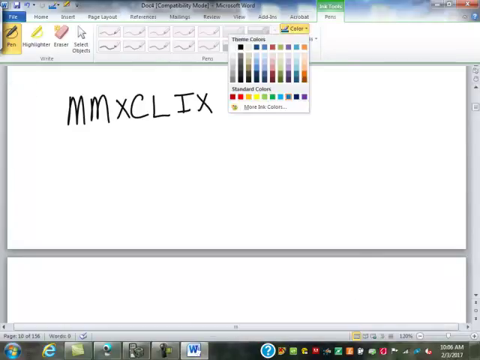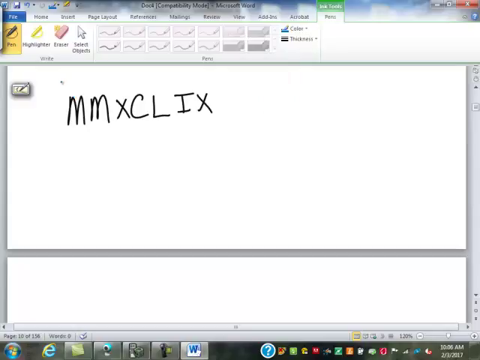So again, we go digit by digit. M is 1,000. Well, the next M is also 1,000. So the digit that follows it is not bigger, so I can go ahead and put down the first 1,000. Look at the next digit here, X is 10, so I can put down that second M is 1,000. So I got the 10 for X.